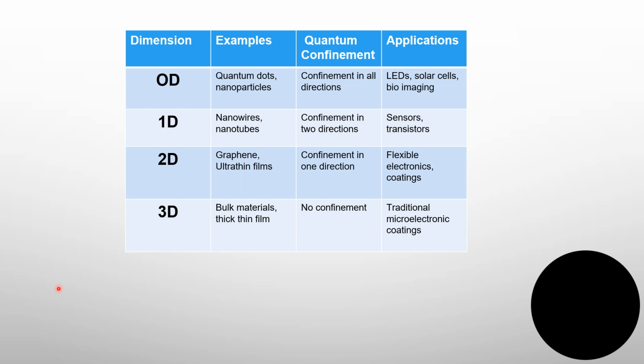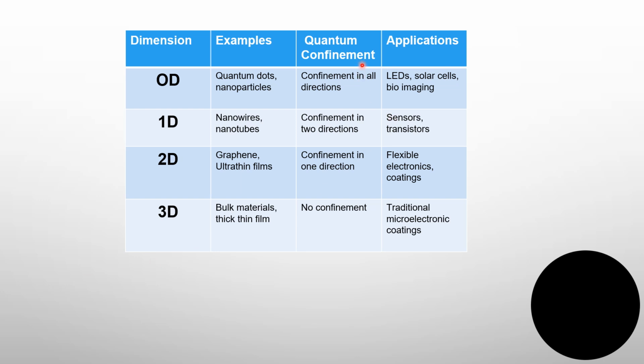So quantum confinement refers to the phenomenon where the electronic properties of a material change when the size of the material becomes comparable to the wavelength of electrons. This typically occurs when at least one dimension of the material is reduced to the nanoscale level, which is around 1 to 100 nanometers, causing the motion of electrons to be restricted in that dimension. So the next question would be, why does quantum confinement occur?